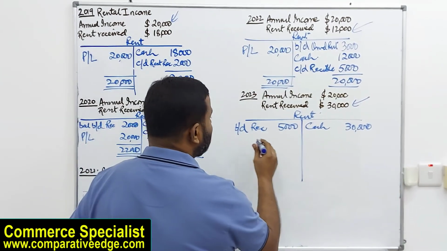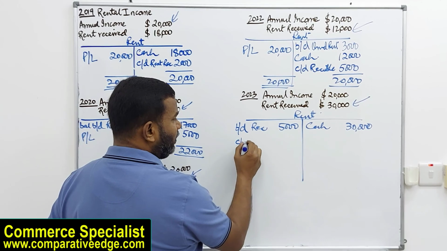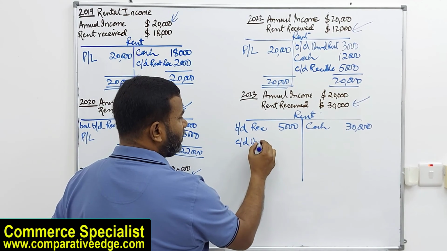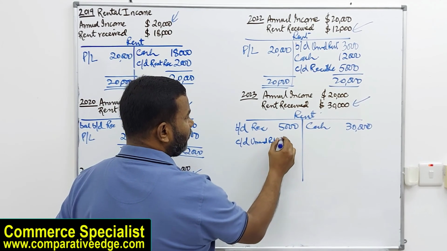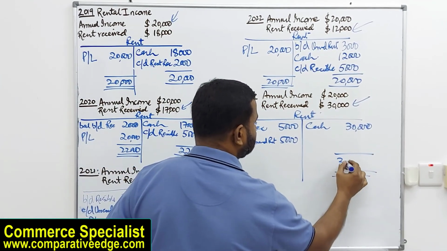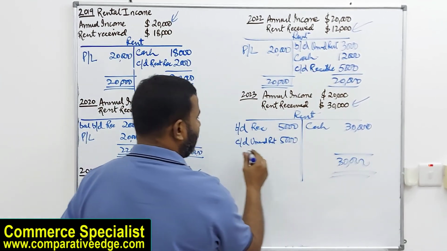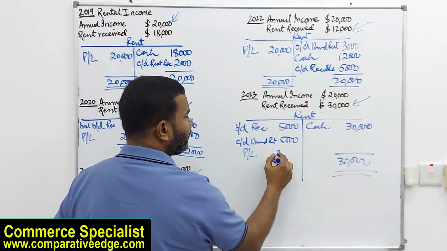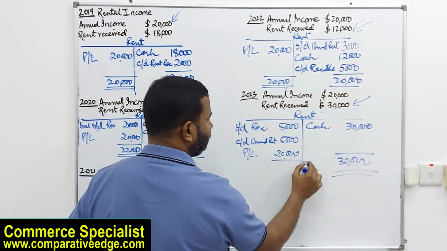So closing balance of a current liability is recorded on the debit side, carried down unearned rent, which is 5,000. So from 30,000, when I minus 10, the amount goes into the profit and loss for rent of the year is 20,000.